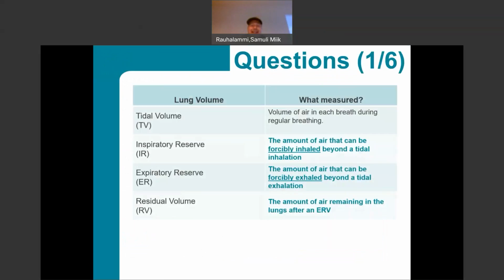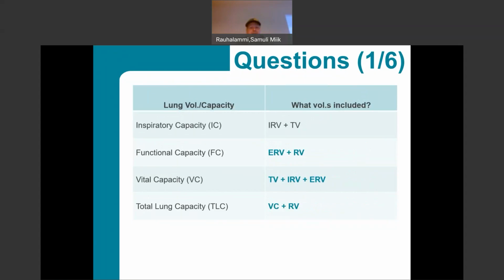So that brings us to have a look at some of the questions, and I think that your lab simply asks you to define what is measured with these different kinds of lung volume measures. So I've provided there my version of the summary of what inspiratory reserve volume was, expiratory and residual. So inspiratory, the amount of air that can be forcefully inhaled beyond tidal inhalation, and expiratory, that can be forcefully exhaled beyond the tidal exhalation. Residual volume was the amount of air that remains in the lungs after ERV. Those could be used to calculate capacities, and I provided them there.